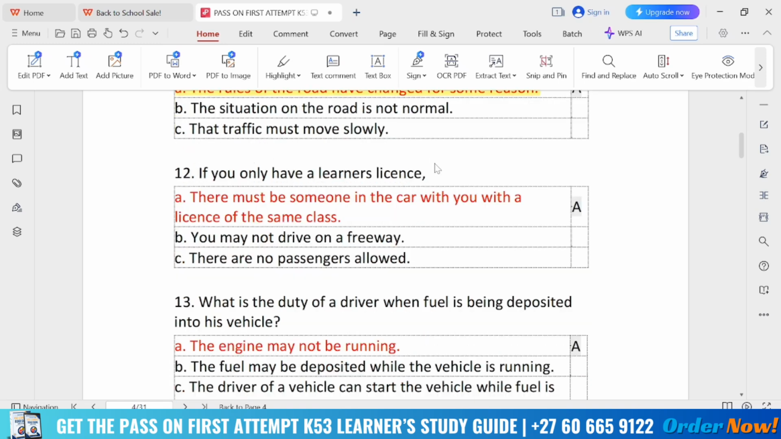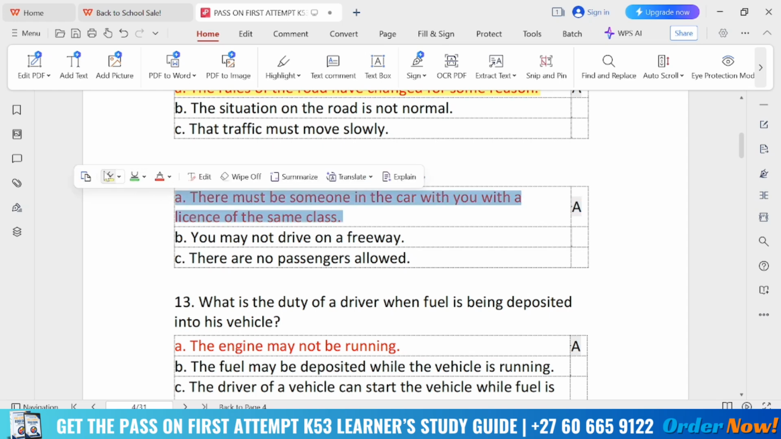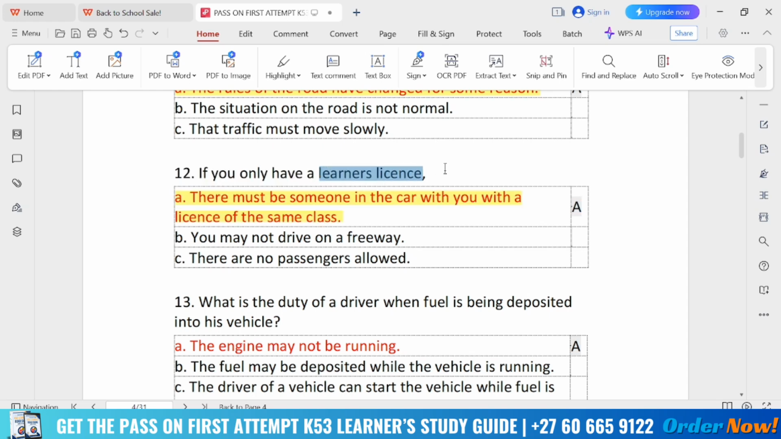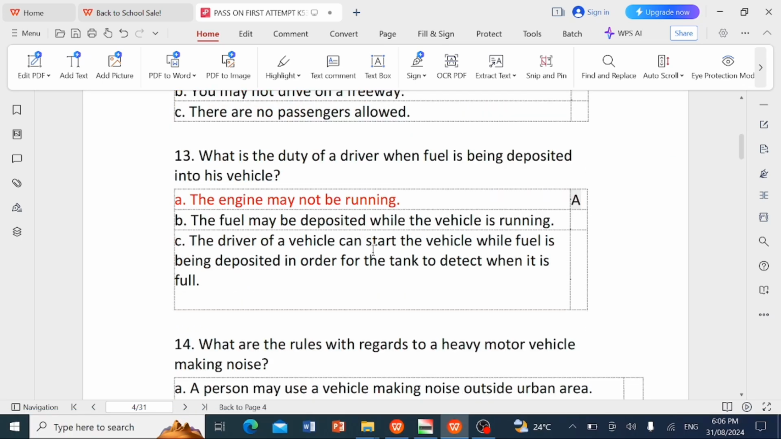If you only have a learner's license, option A, there must be a person in the car with you with a license of the same class. That's true, right? B, you may not drive on a freeway. C, there are no passengers allowed. So if you only have a learner's license, there is a necessity of a person in that car who has the same class as you. You're not allowed to be in that car alone. So this one is our correct answer. Okay, so because we are talking about a learner's license, right? Moving on to number 13.